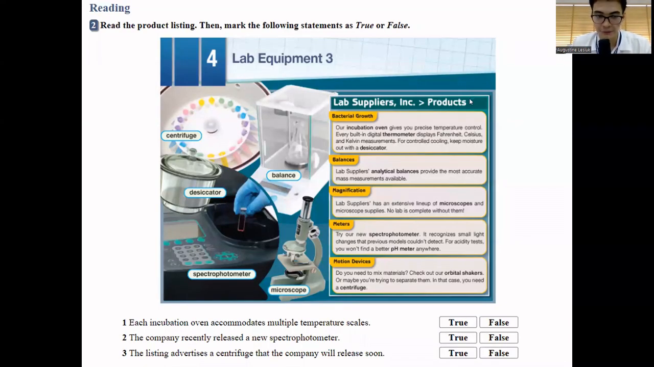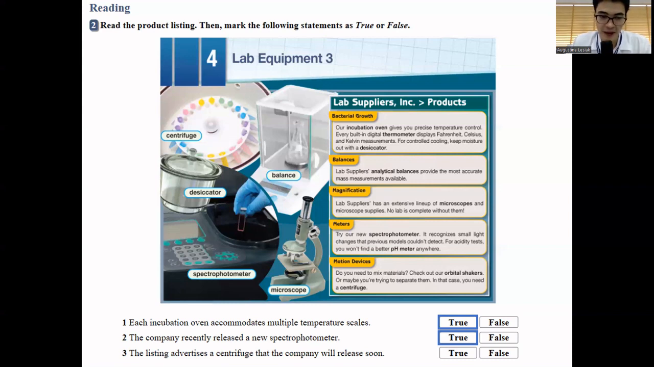Here are the answers. For the first one, each incubation oven accommodates multiple temperature scales. The answer to this one is true. They mentioned that every incubation oven gives you precise temperature control. They give you Fahrenheit, Celsius, and Kelvin measurements. So those are the three different multiple temperature scales. All right. Next, the company recently released a new spectrophotometer. True or false? The answer to this one is true. They mentioned right here, try our new spectrophotometer in the meter section, right?